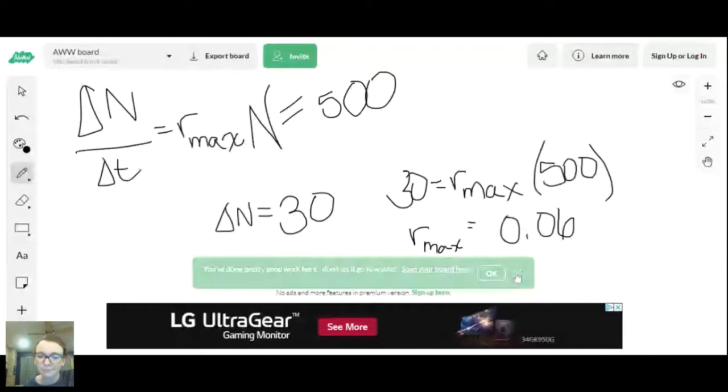because we're not growing. If our population is doubling, and we had 500 individuals and we're adding 500 individuals, we would have 500 is equal to 500 R max, and we would have an R max value of 1. So if a population is doubling, your R max value will be 1. If a population is not growing at all, your R max value will be 0.